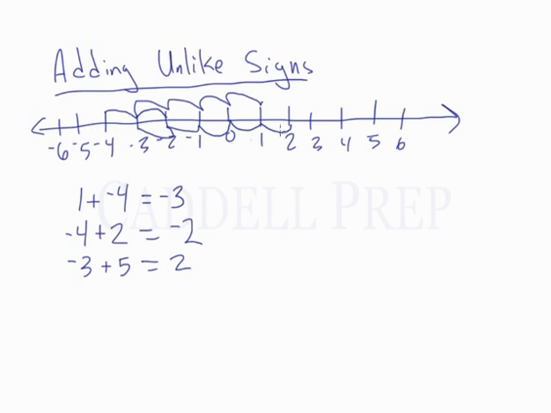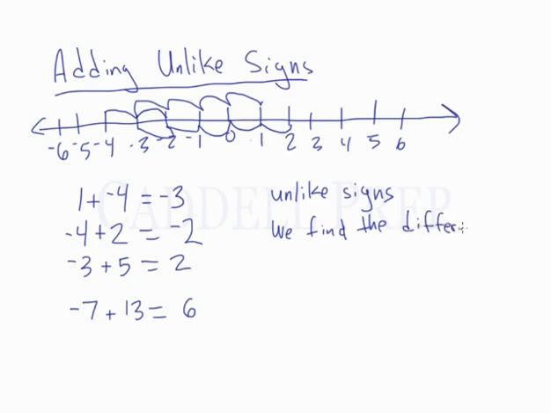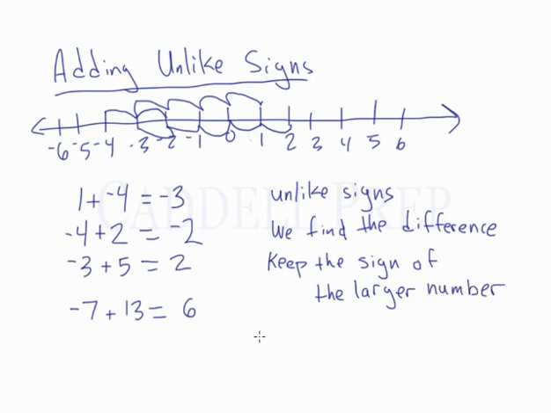So let's try one with that rule without the number line. We'll do negative 7 plus 13. We're adding them and the signs are different, so we find the difference. The difference between 7 and 13 is 6. And the bigger number is positive, so the answer is positive. So for adding, when signs are different, or we have unlike signs, we find the difference. And we keep the sign of the larger number. Okay, now let's go over subtraction.